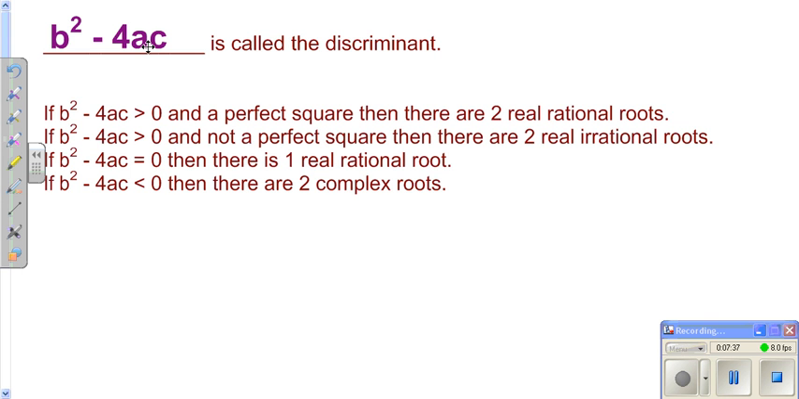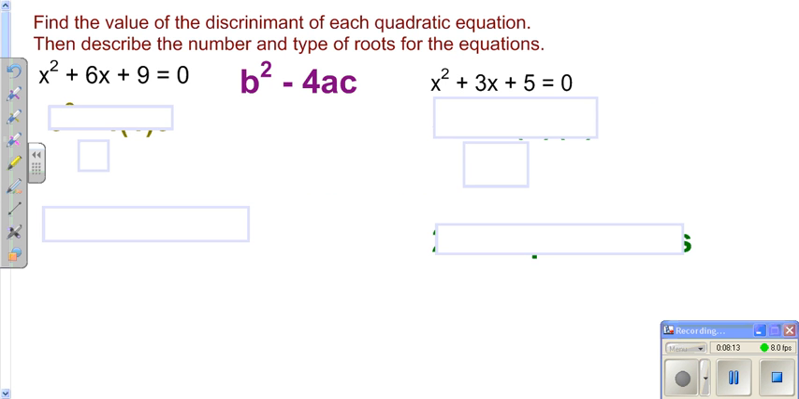Now, when we look back at what we did, when our discriminant, what was inside of the root, was greater than 0 and a perfect square, we ended up having 2 rational roots. When the discriminant was greater than 0 but not a perfect square, that's when we had the 2 irrational roots. But when your discriminant was actually equal to 0, that's when we had only 1 rational root. And then, like in the last problem, when our discriminant was negative, meaning less than 0, that's when we got the complex roots.